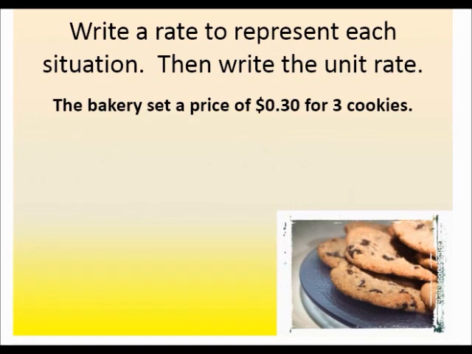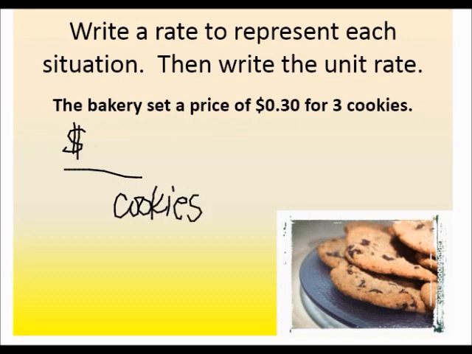The bakery set a price of 30 cents for 3 cookies. They do this so that you'll buy 3 cookies. They make you think you have to buy the 3 cookies to get the deal. Well, we want to know, how much does it cost for 1 cookie? So we're going to put our dollar amount on the top, 30 cents for 3 cookies. So you take 30 cents and divide that by 3, and you're going to end up with 10 cents per cookie.